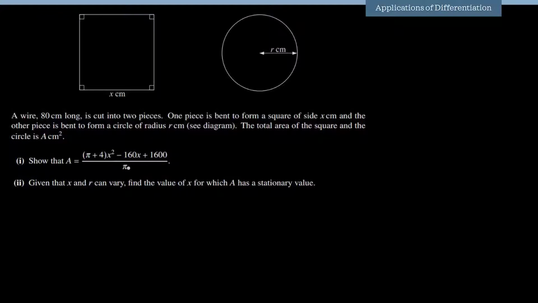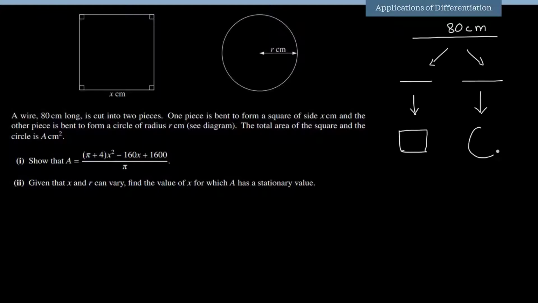So what this question is saying is that there is a wire and the length of the wire is 80 centimeters. The wire is cut into two pieces. This is the first piece and this is the second piece. The first piece of wire is bent to form a square and the second piece of wire is bent to form a circle.